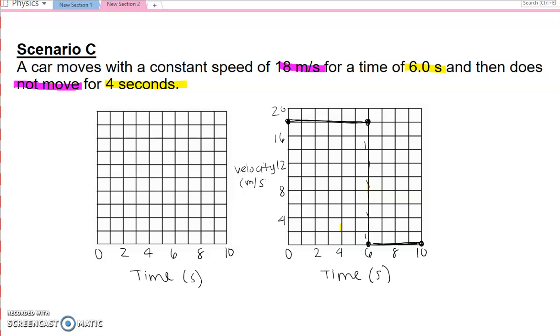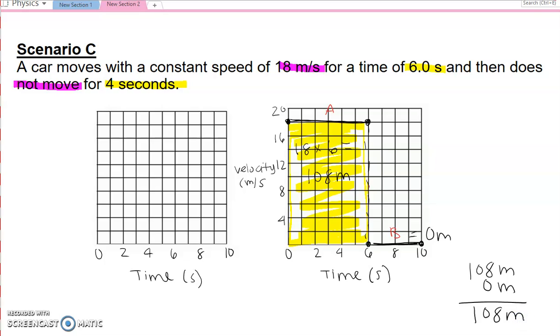Now, in order to figure out the position, I need to know the area of this segment that I am highlighting in yellow here. So if I take the area of this segment, I will be able to figure out the total distance that I travel. So the total distance that I travel, I have a height of 18 times a width of 6, gives me a total distance of 108 meters. So if I'm going to label this graph, that is segment A. Segment B here, there's nothing underneath it, giving me 0 meters. So I always like to add up my total distance. 108 meters and 0 meters gives me 108 meters total.